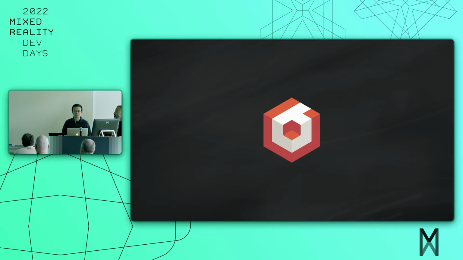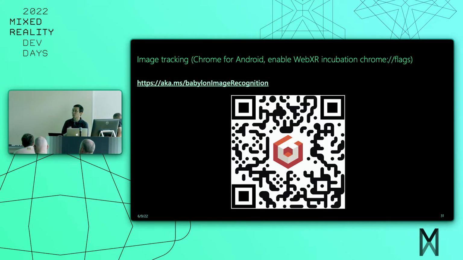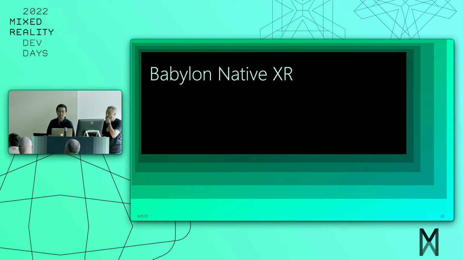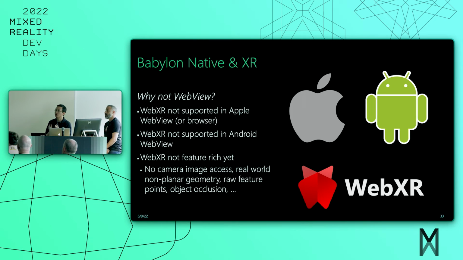Okay, so let's talk about how XR would work in Babylon Native. But before we start, you might be wondering why we wouldn't just use a web view to do this. There are a few reasons. First, WebXR is actually not supported in both Android and Apple web views right now. On Apple, it's not even supported in the browser.